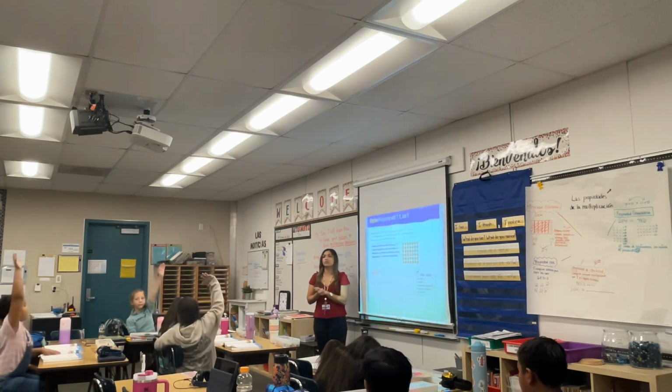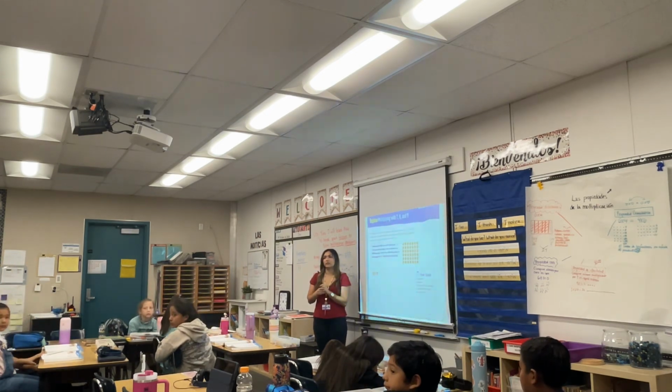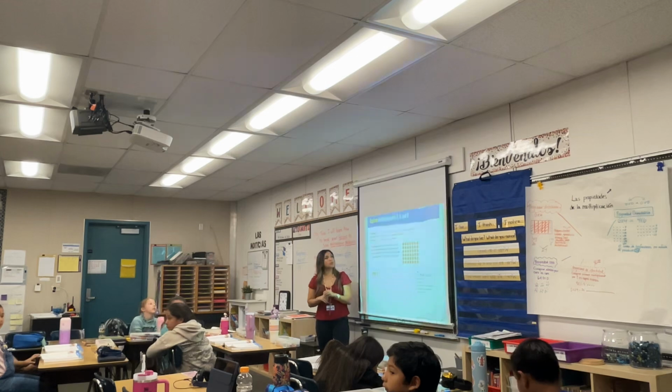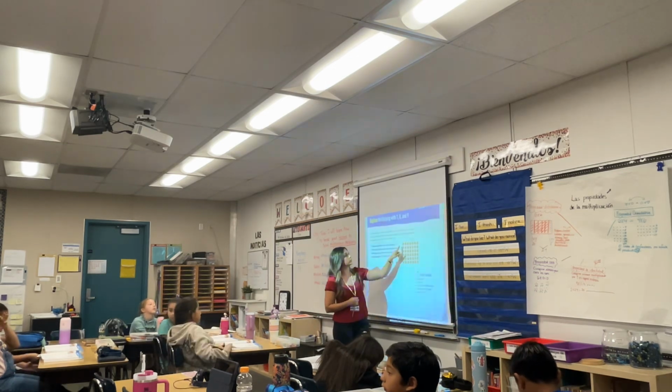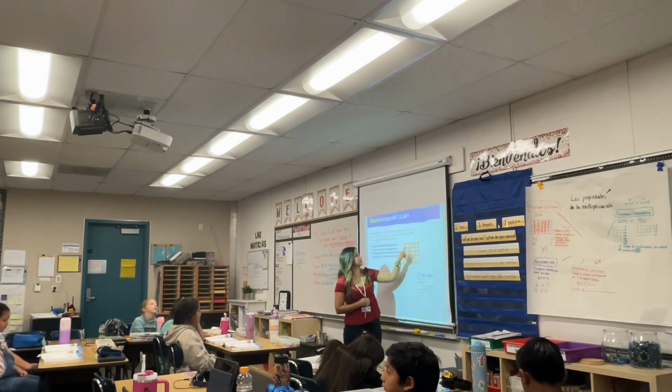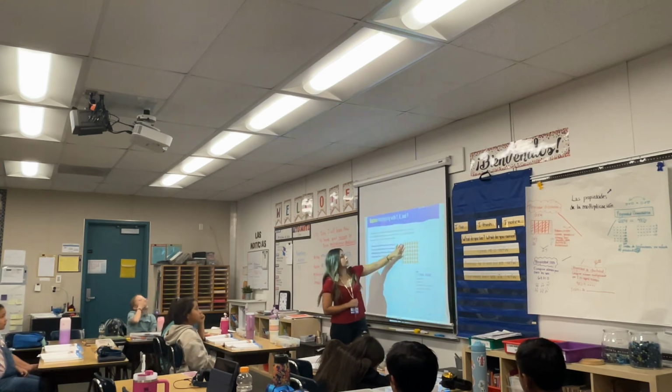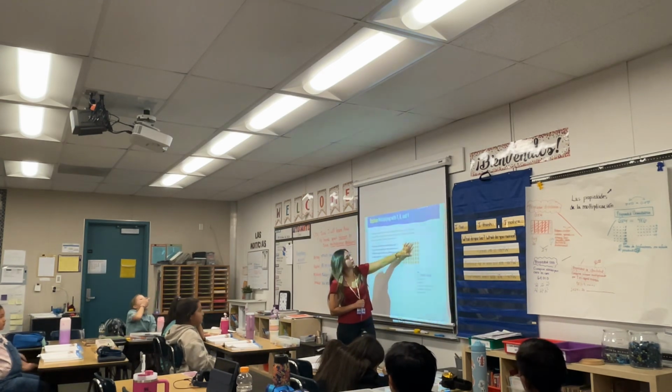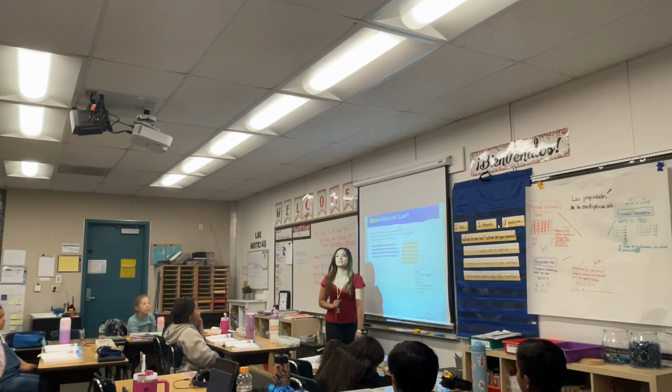Yeah, Kayla? What did you see? What did you notice? 6 rows and 7 columns. Oh, there you go. So there's 6 rows. Let me see. 1, 2, 3, 4, 5, 6. And you said 7 columns? 1, 2, 3, 4, 5, 6, 7. Good job. That's a great observation.